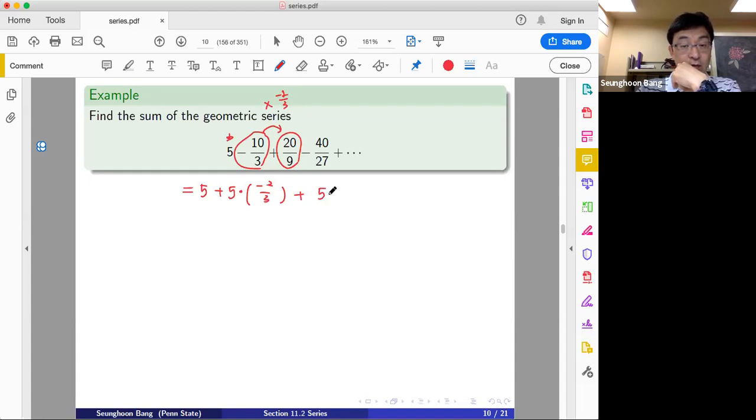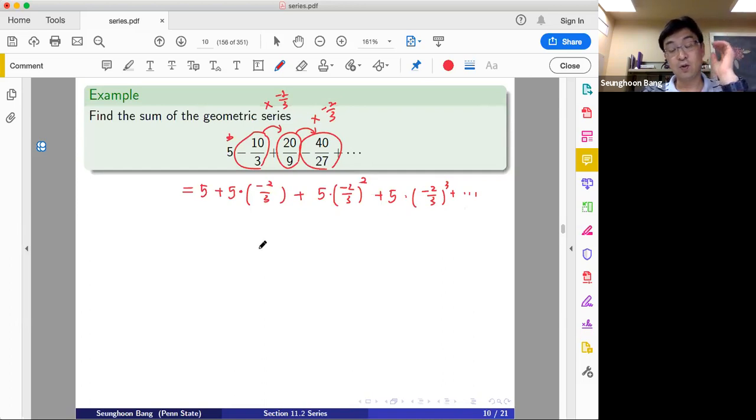The first term, the second term times one more, so this one is 5 times negative 2/3 squared. How can you find the third term from the second? Same, times negative 2/3 again. So we have 5 times negative 2 over 3 cubed, and so on. So this is exactly a geometric series. Now you can check whether the geometric series is convergent or divergent. What do you think?